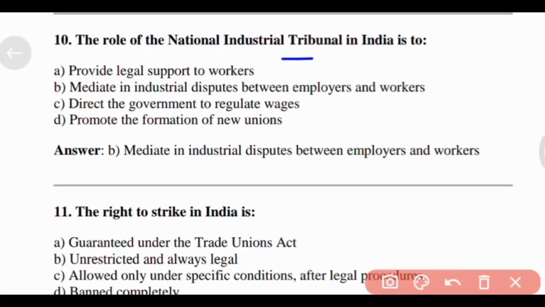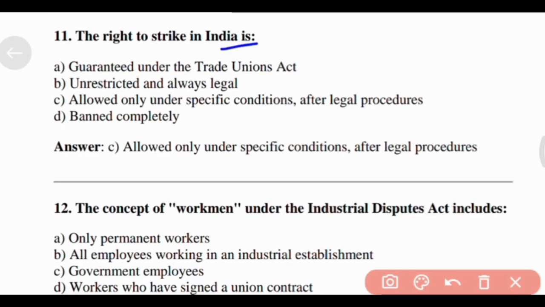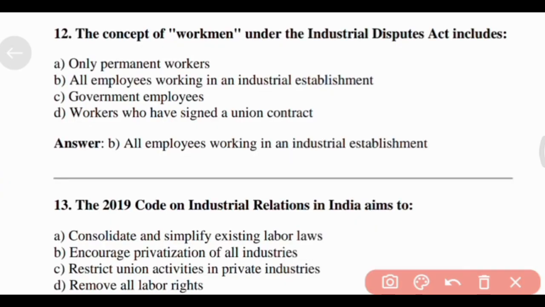The role of the National Industrial Tribunal in India is to, answer is option B, mediate in industrial disputes between employers and workers. The right to strike in India is option C, allowed only under specific conditions after legal procedures. The concept of workman under the Industrial Disputes Act includes option B, all employees working in an industrial establishment.